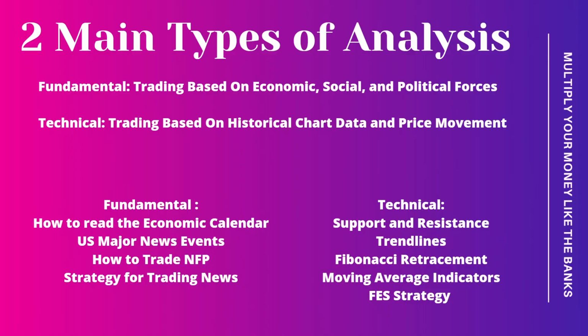But let's get started on part 4. Okay guys, so there are 2 main types of analysis: fundamental and technical. If you are trading fundamental, you are trading based on economic, social, and political forces. So basically what that means is you are trading based on what you see on Bloomberg or CNN. You are looking at the calendars to see what's going on in the market. You are trading based on unemployment rates, basically all around what is going on in the world. That is what you are using to trade.